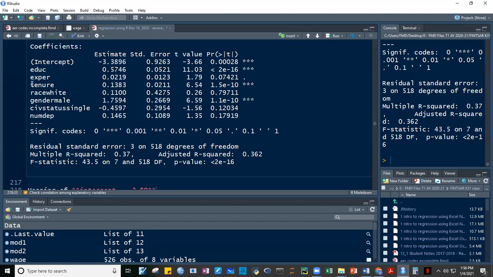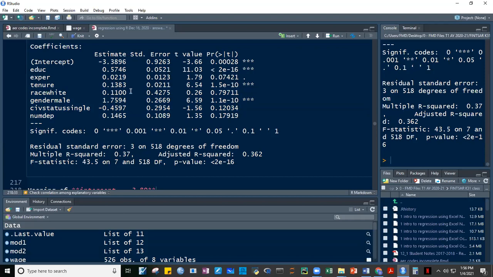Okay? Third, tenure. What does this mean, guys? For every 1-year increase in tenure. Why year also? Because tenure is also in terms of years. For every 1-year increase in tenure, there's a corresponding $0.02 per hour increase in hourly wage, ceteris paribus. Okay? And then it's significant. It's included in our model. These three, guys, we interpreted already. We said that although race white is not significant.